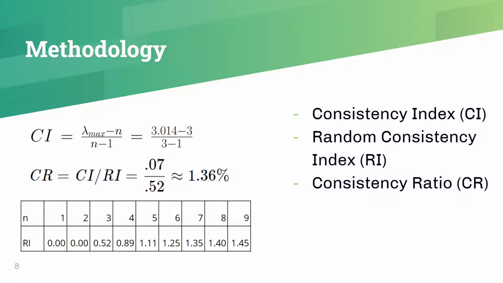The consistency ratio allows us to assess the consistency of the matrix. So a consistency ratio below 0.1 or 10% indicates a consistent matrix, while a value above 10% indicates that we may need to revise the comparisons. In the example shown, the consistency ratio is 1.36%, indicating that the matrix is consistent.